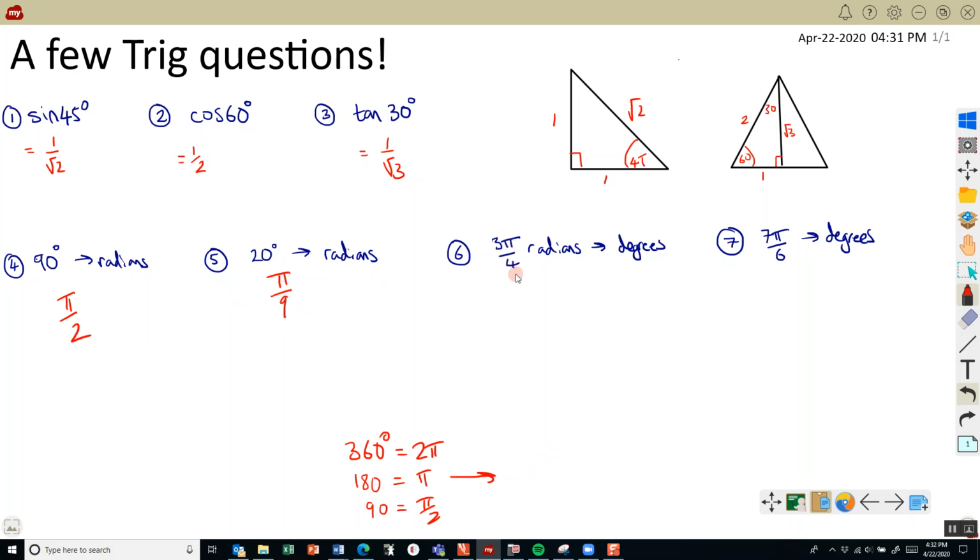3 pi over 4 radians in degrees. Now remember, pi is 180. So I'm going to do 3 times 180 over 4. And 4 goes into 180 45 times.